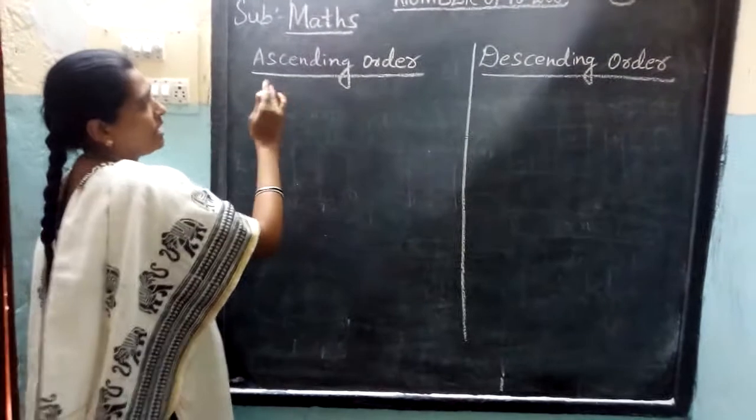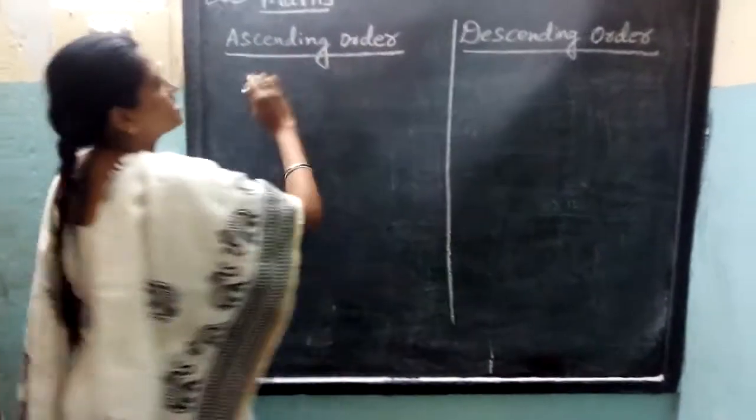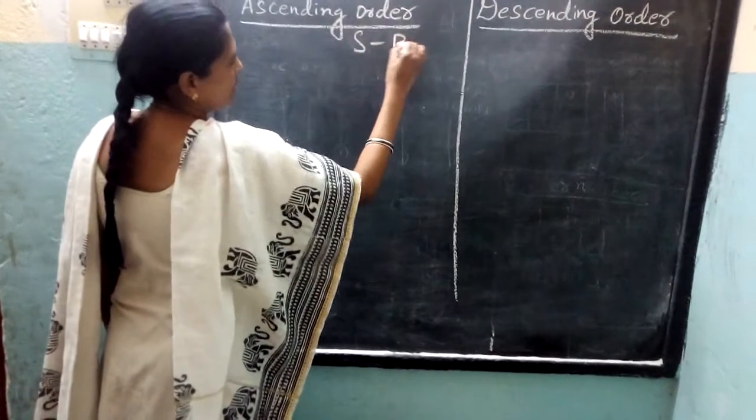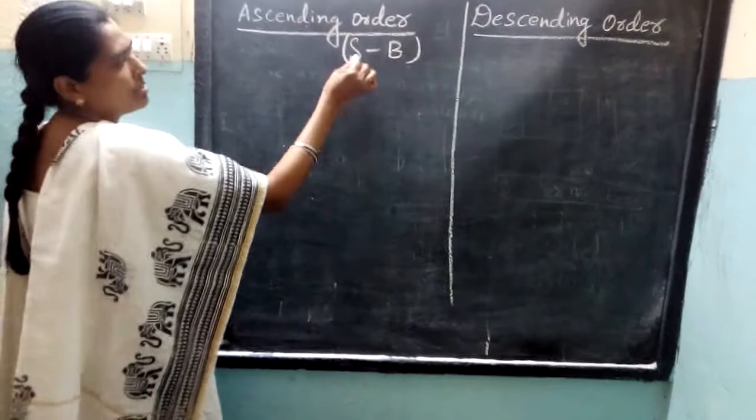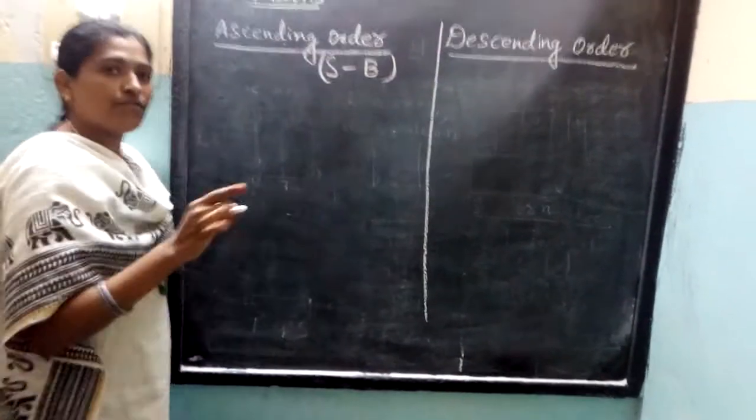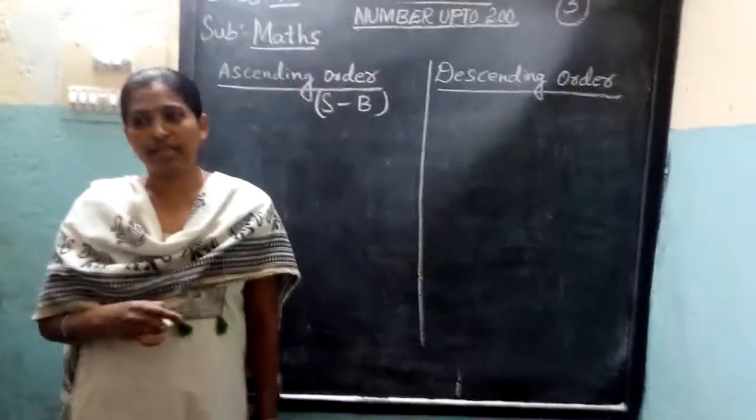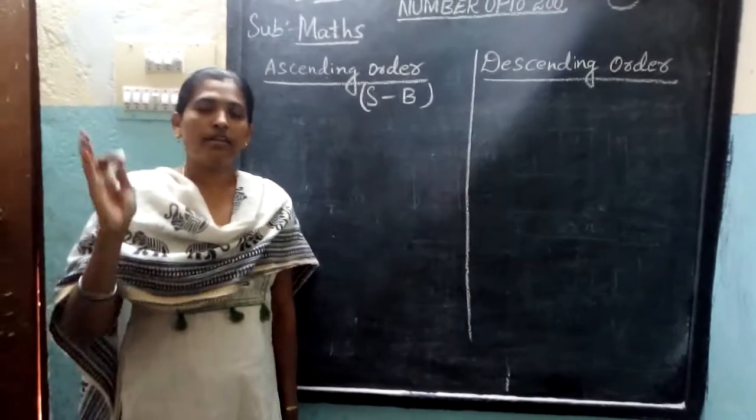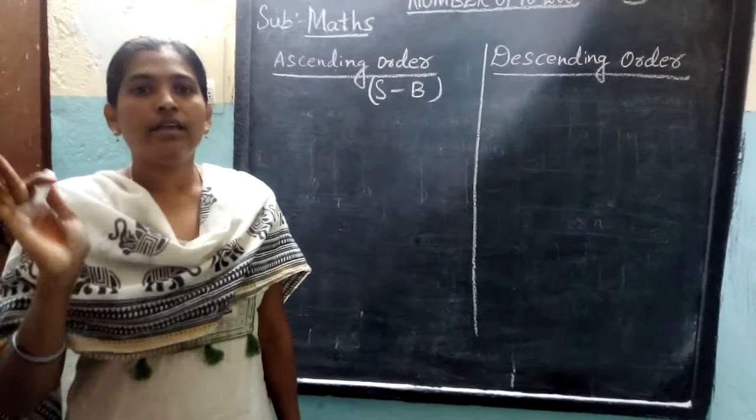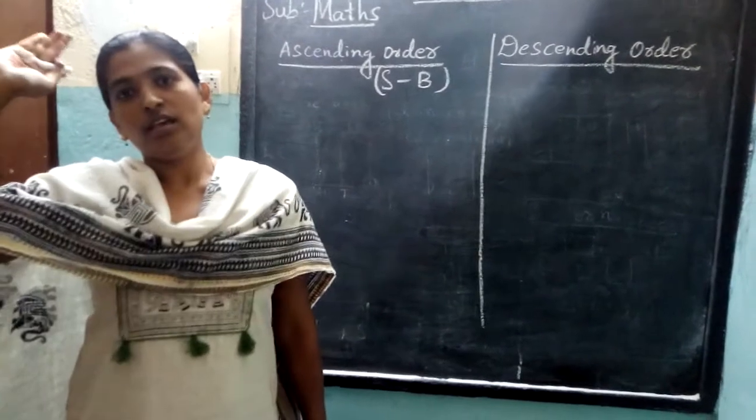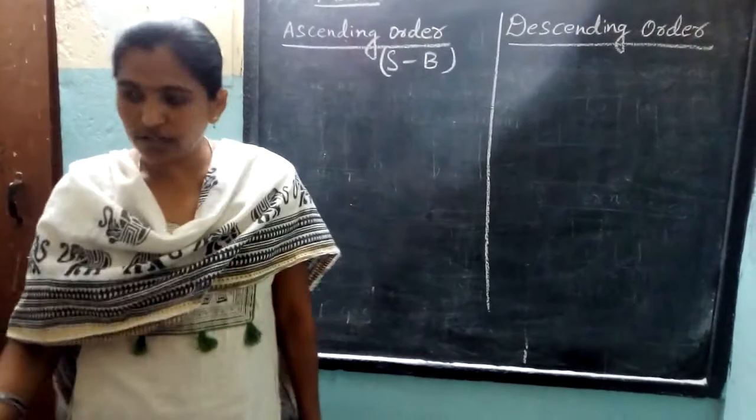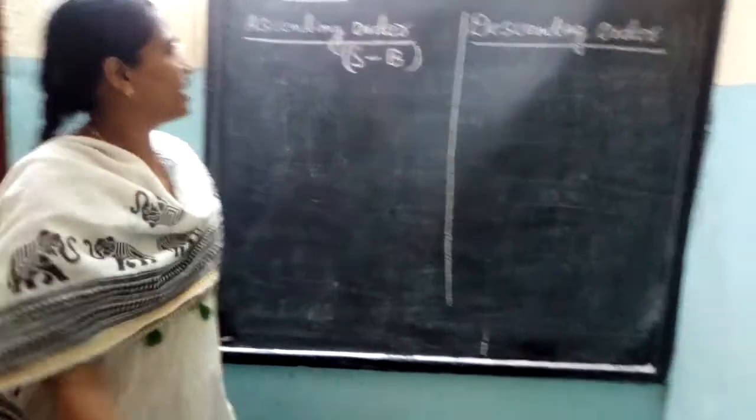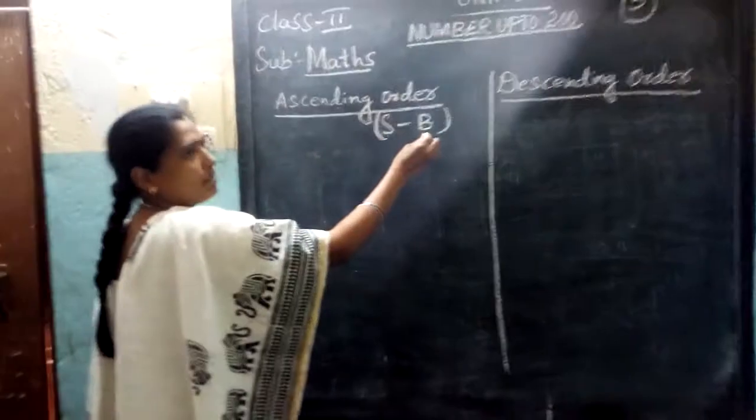Next topic, children, that is ascending and descending order. Ascending order means we will arrange the numbers from the smaller number to the bigger number. If, for example, you are standing for the assembly height-wise, that is one type of ascending order. Again, one more example: you grow up from a small kid to a younger one. That is one type of ascending order. Again I will tell, smallest number to the biggest number.